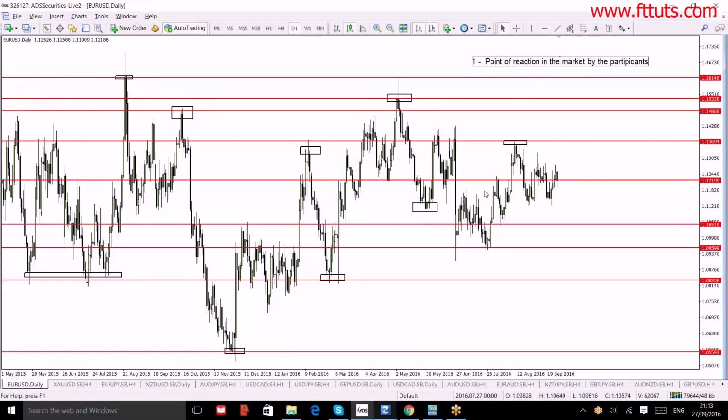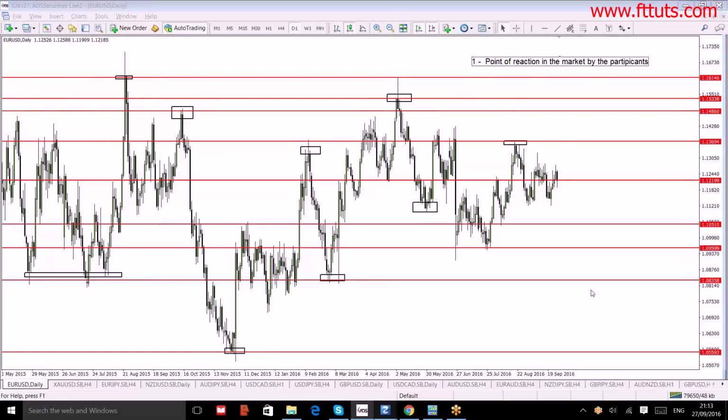So do you guys understand the strongest support and resistance, manual support and resistance, is the ones on the point of reaction. What the point of reaction is, is where the participants had reacted within the market. Understood, guys? Any questions in relation to the point of reaction, you can ask me. Guys, any questions you want to ask me about point of reaction?